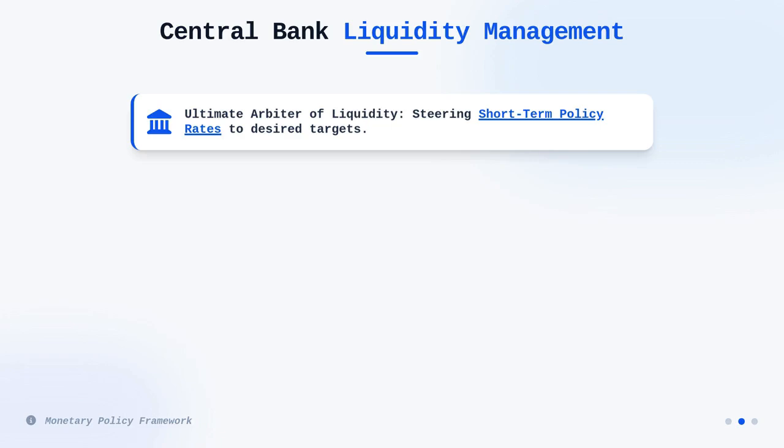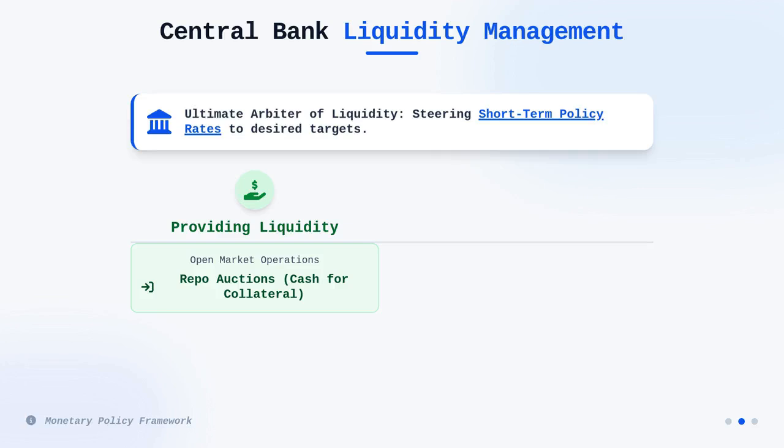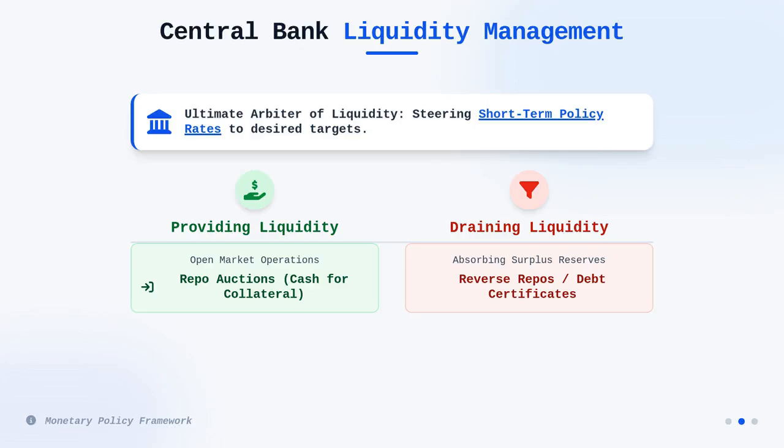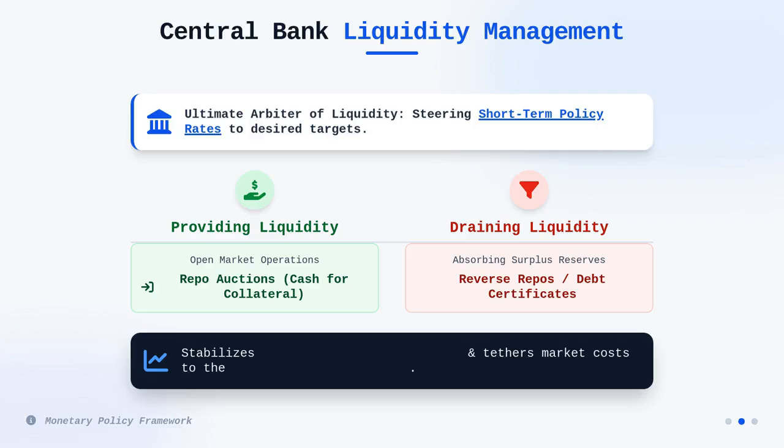When a central bank aims to provide liquidity, it often utilizes open market operations, such as repo auctions, where it lends cash against eligible collateral for a fixed duration. Conversely, to drain excess liquidity, the bank might issue its own debt certificates or engage in reverse repo operations to absorb surplus reserves. These interventions are calibrated to prevent excessive volatility in overnight interbank rates, ensuring that the prevailing market cost of money remains tethered to the official policy corridor defined by the central bank.